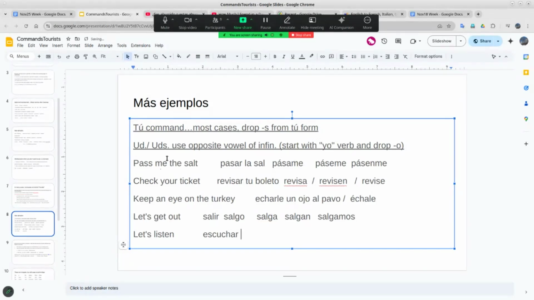Let's listen. And let's look at just the let's, the we. Escuchar. Escuchamos is we are actually doing it, but let's listen is going to use the opposite vowel. Escuchemos. ¿Sí? Escuchemos la música. Let's listen to the music. Escuchemos la música. ¿Sí?